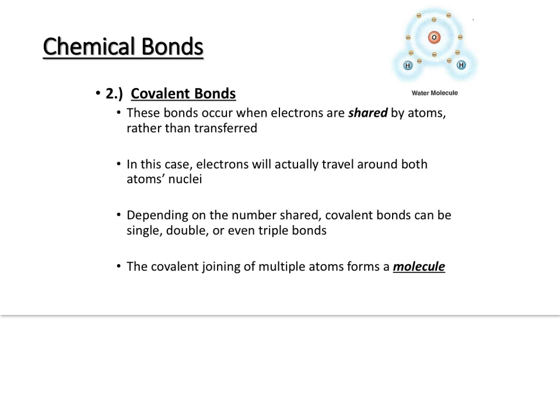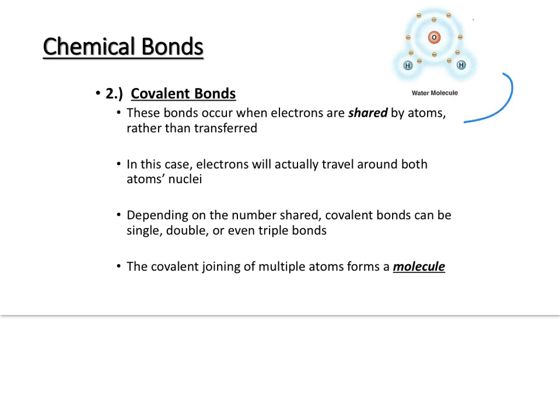The other type of bond that we see in nature is called a covalent bond. And a covalent bond occurs when atoms share electrons. So they don't completely give an electron to the other. That's what an ionic bond is. But they just share electrons. So the electrons, which were already orbiting the nucleus and flying around, they will actually travel around both atoms.